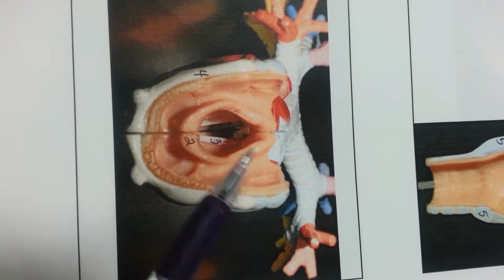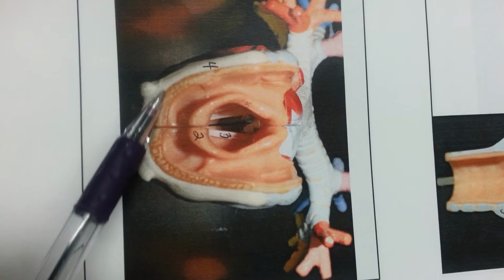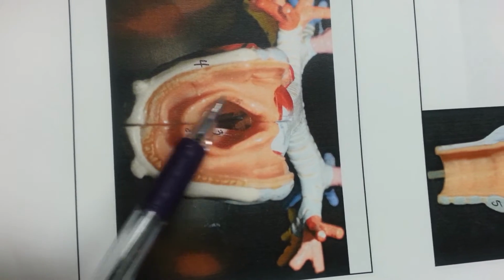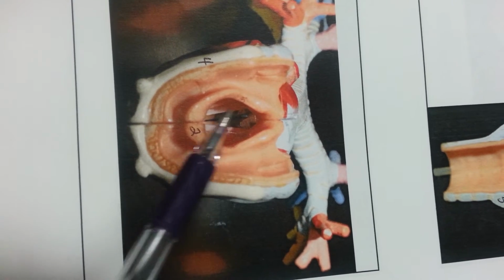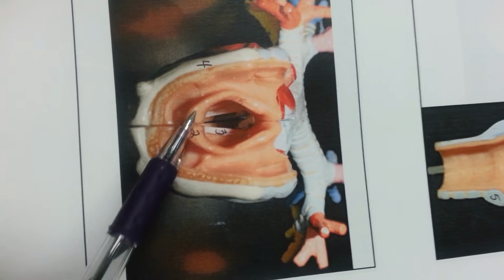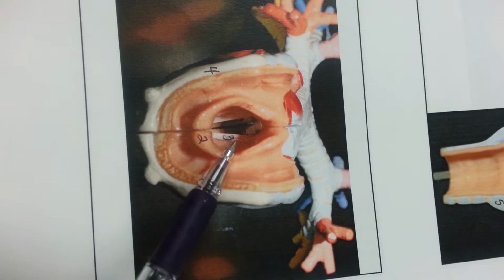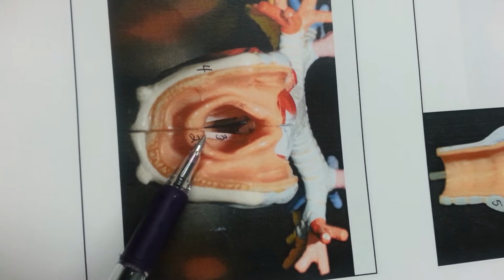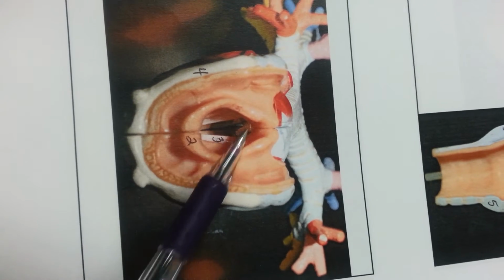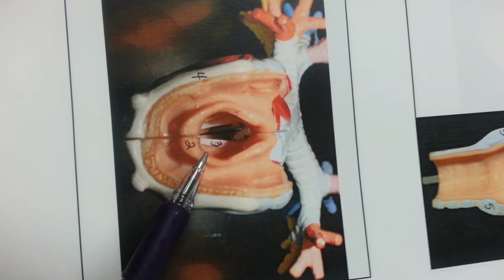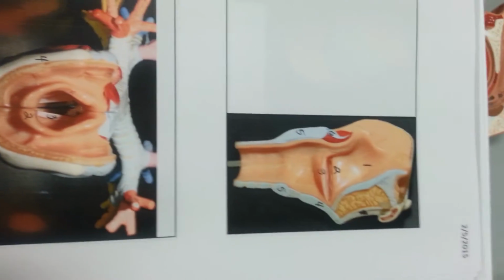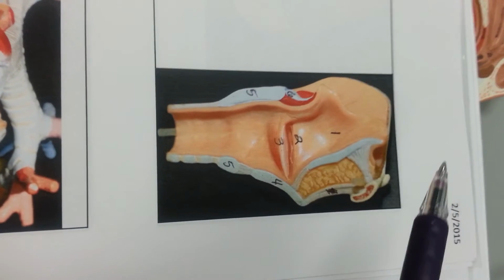Okay, so this is the hyoid bone. This opening right here is the glottis. This right here is the epiglottis. This in here is the vocal folds or vocal cords, the true vocal cords. Glottis, epiglottis, hyoid bone.